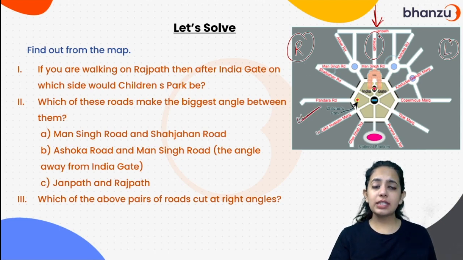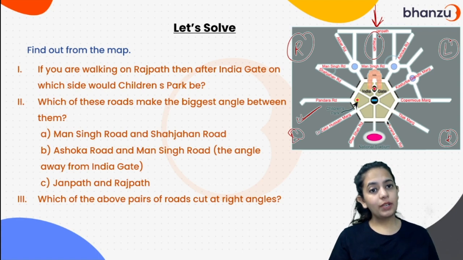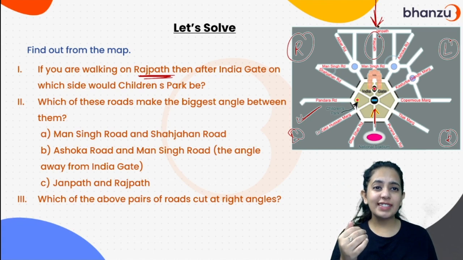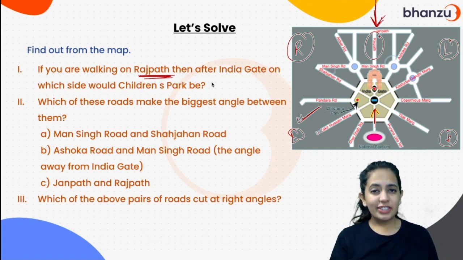But if you're coming from this side, from the down side, from where I am sitting, then my dear, this is your right, this will be your left. But this will only be the case if you're coming from this direction. Then you can say that, ma'am, Children's Park is actually on the left. But my dear, you are walking on the Rajpath road, okay? So if you are traveling from this side, then Children's Park is on the right side, okay?